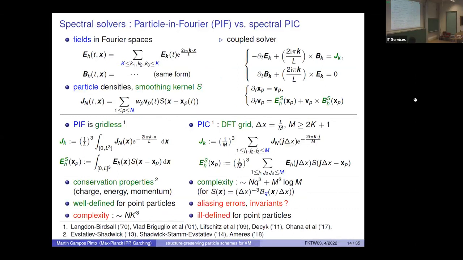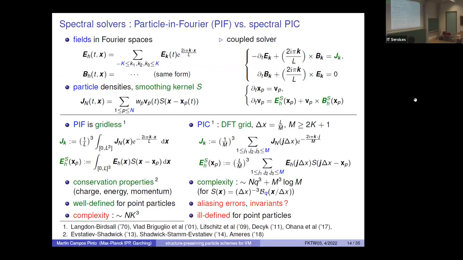And you have two flavors of these spectral solvers. Particle in Fourier, there are no cells. So here essentially these terms are computed by continuous convolution. Okay, so here J_k is just the projection in the Fourier space of the current density that you can compute from the particles. And the particle in cell flavor with a DFT, where essentially you replace those continuous convolutions by discrete convolutions on a grid, on a DFT grid.